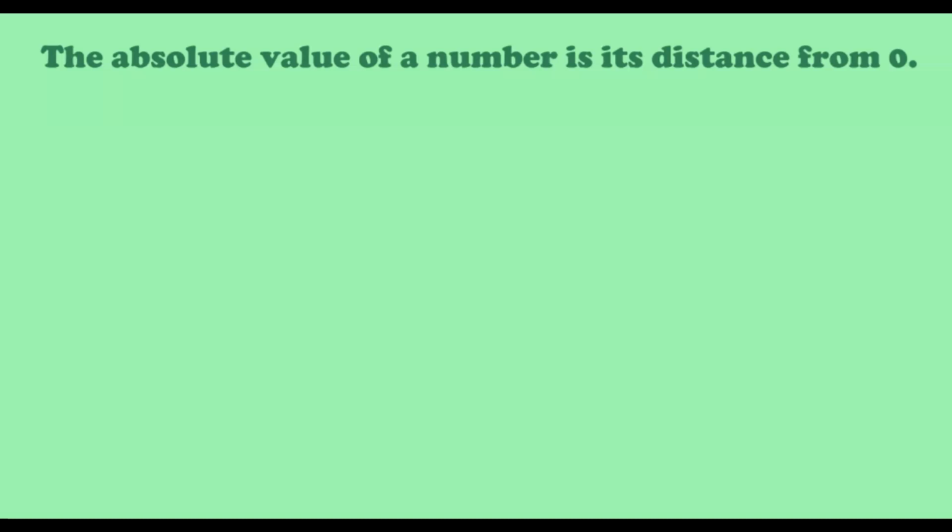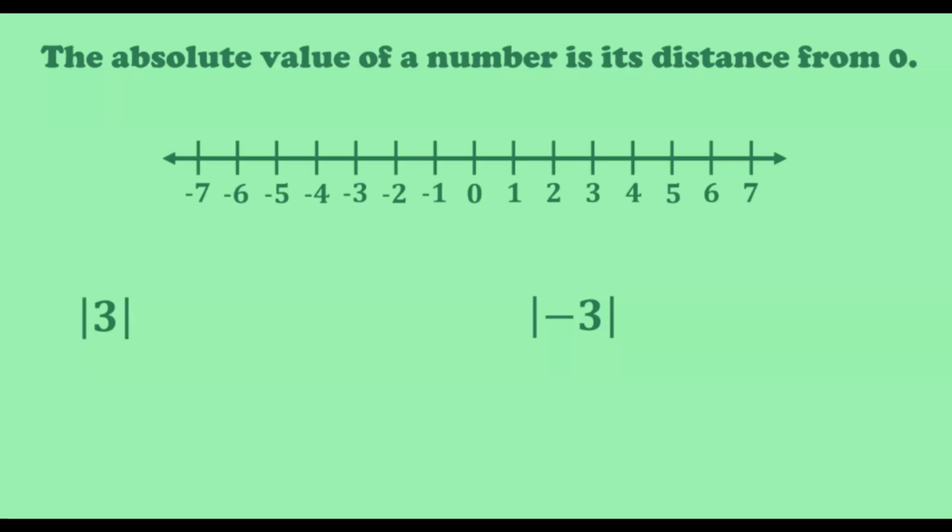Let us consider the absolute value of 3 and the absolute value of -3. These vertical lines which we see written around each number is the symbol that we use to represent the absolute value. So this represents the absolute value of the number 3, and this represents the absolute value of the number -3. So let us determine the absolute values of these numbers by determining their distances from 0. So for that purpose, let us consider a number line.